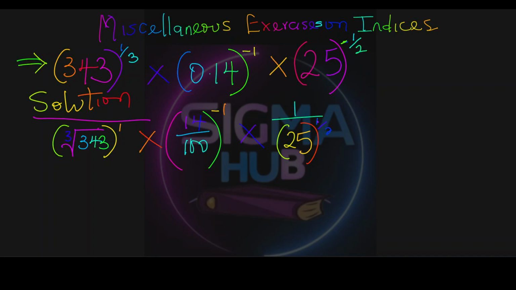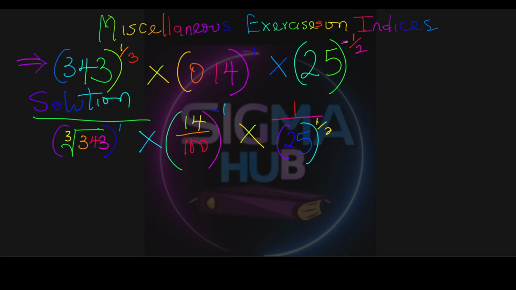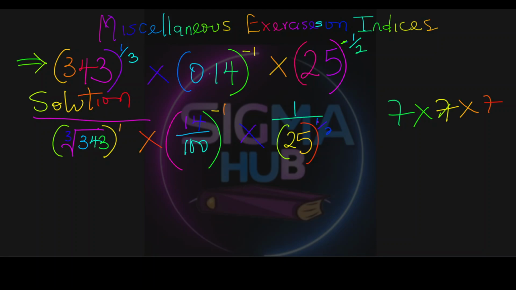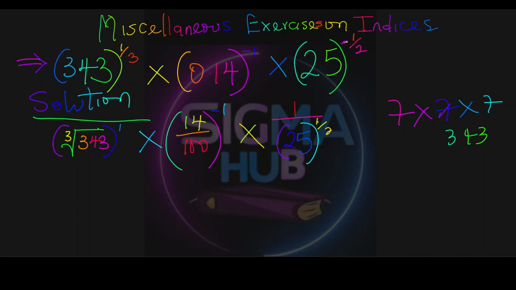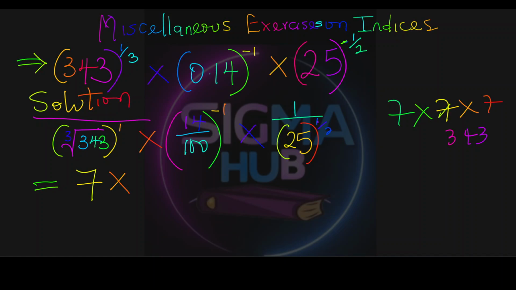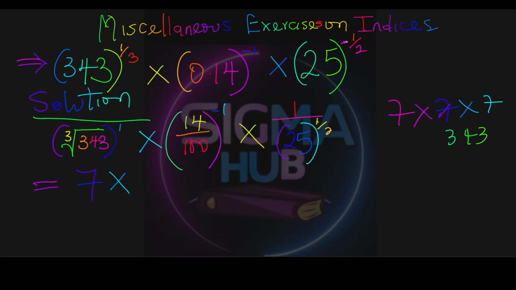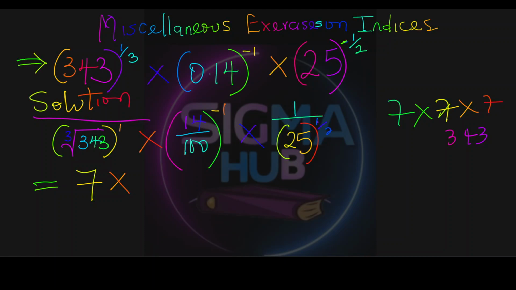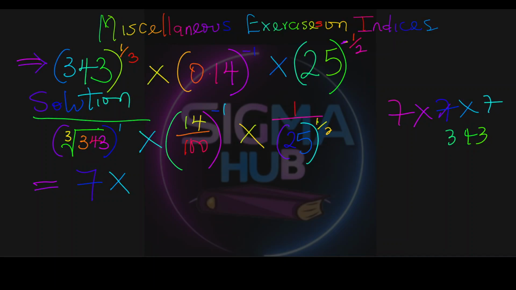So what is the cube root of 343? The cube root of 343 is 7. 7 multiplied by 7, then times another 7 will give us 343. So the cube root of 343 here is 7. So we have 7, then multiplied by, and don't forget, when you have negative power, it means 1 over. So we have 1 over 14 over 100. That's the reciprocal of 14 over 100. And the reciprocal of 14 over 100 is 100 over 14.